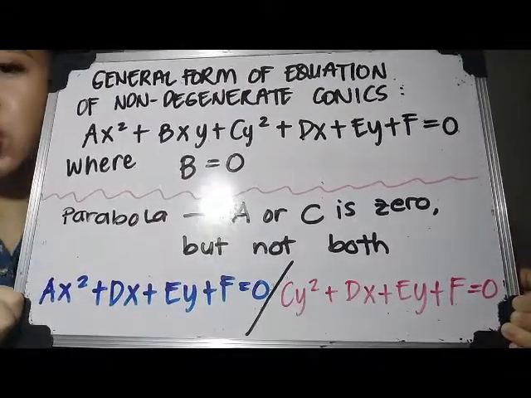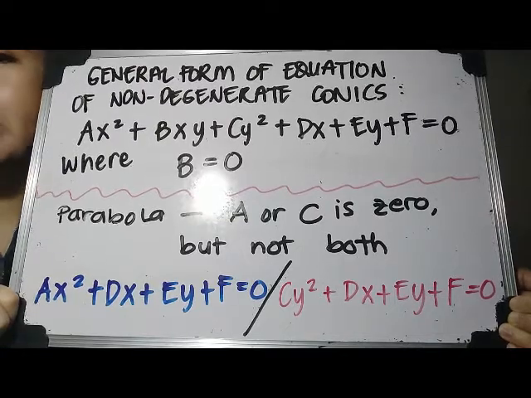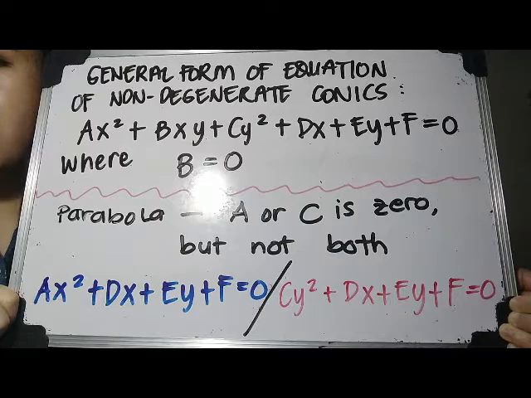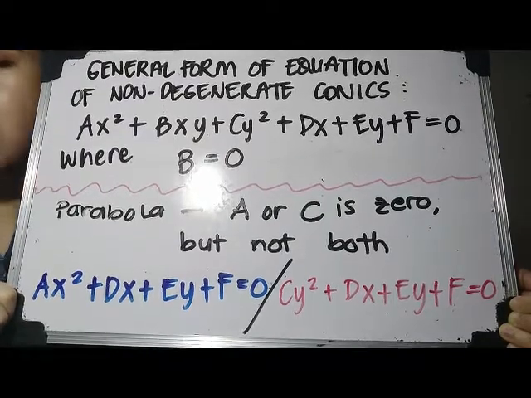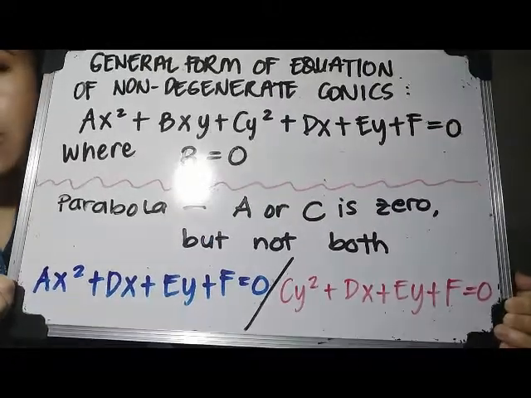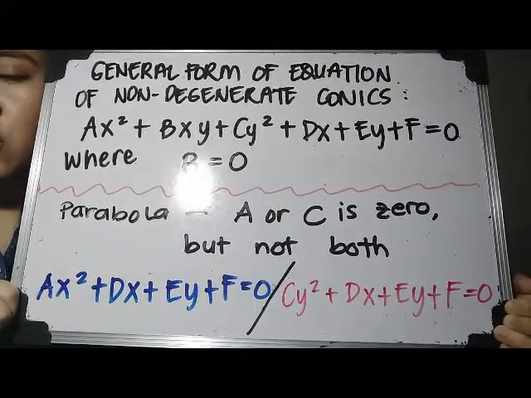sections. So we know that the general form is given as ax squared plus bxy plus cy squared plus dx plus ey plus f equal to 0, where b is equal to 0. Okay, so that is the general form of equation of a non-degenerate conic section.